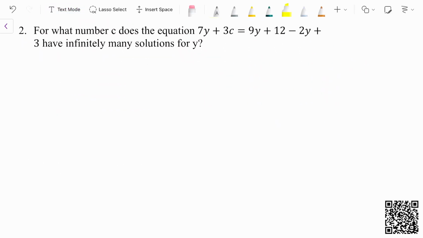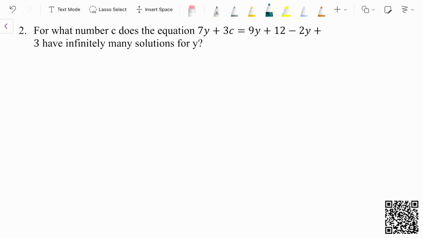Question number 2. For what number c does the equation 7y plus 3c equals 9y plus 12 minus 2y plus 3 have infinitely many solutions for y? So I sort of need to explain a kind of theory for you, because maybe you know in linear equations, if you have ever done that, like linear combos and stuff like that, when you have a line and then another line and their equations are the exact same, that means that they're the same line.